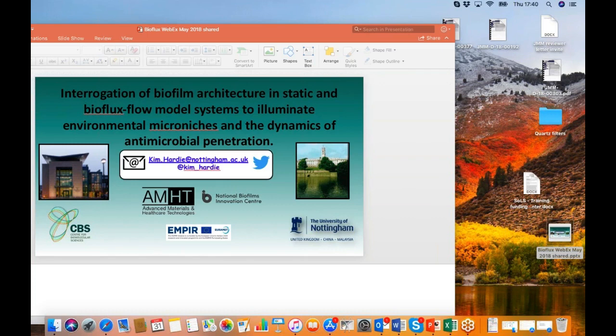Sorry, I missed the middle of that. The what versus what? The question is the multi-layer cells versus honeycomb-like structures, the different architectures. The question relates to the... Oh yeah, okay. How do different architectures affect antimicrobial penetration?